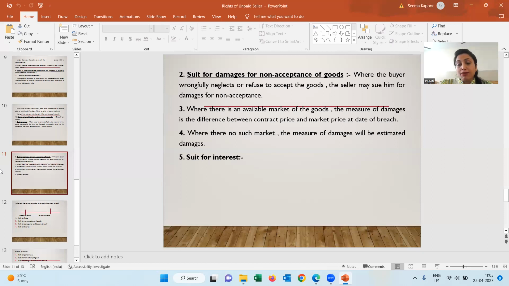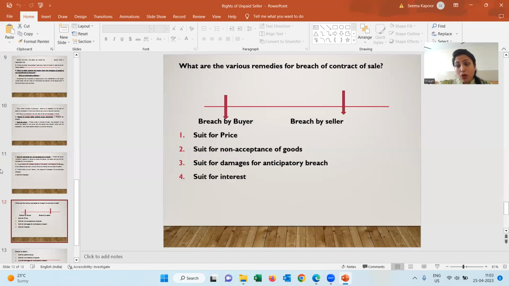सूट फॉर इंटरेस्ट में बेसिकली क्या होता है कि अगर कोई अमाउंट 3 months से ड्यू है, तो आप उस अमाउंट के ऊपर 3 months का इंटरेस्ट भी डिमांड कर रहे हो as damages. So these were rights of the unpaid seller. But in case आपको question आता है, what are the various remedies for the breach of the contract, the breach by buyer and the breach by seller.